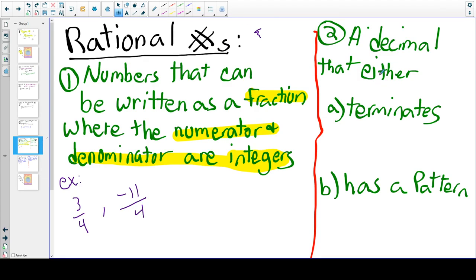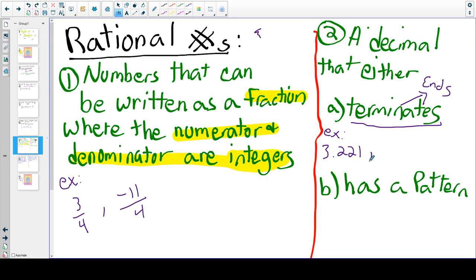Another way we can define a rational number is if it's written as a decimal. If the decimal terminates, and terminates, if you don't remember, means ends. As an example, if I write 3.221, is this rational? Okay, so it's not a fraction, but it is a decimal. And does the decimal end? Yeah, it doesn't go on forever.